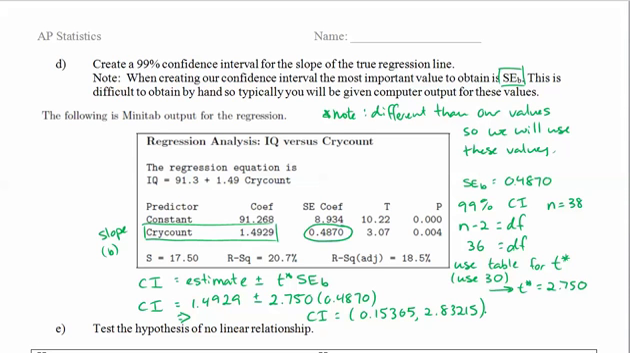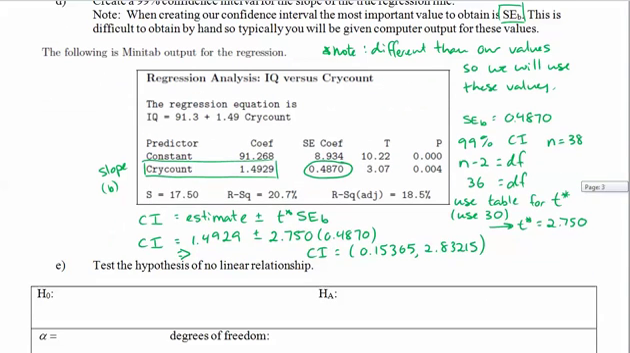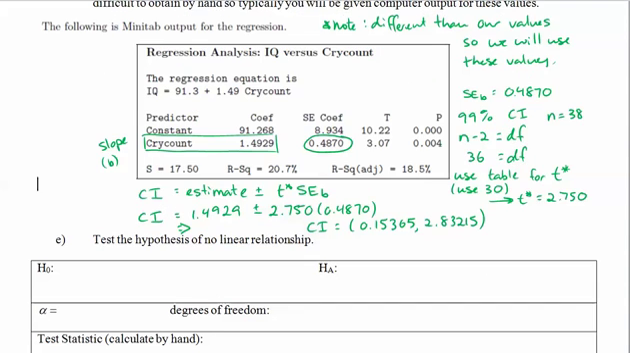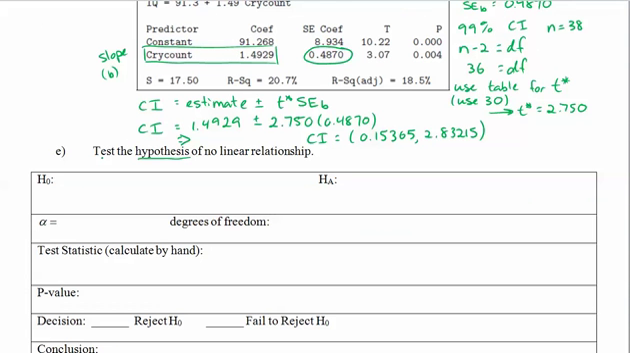Okay, so that's the confidence interval, and of course we would need to make a conclusion and do all our checks and whatnot. So now we're going to test the hypothesis of no linear relationship. The null hypothesis is that there is no relationship between the cry count and the IQ. So in other words, beta equals 0.